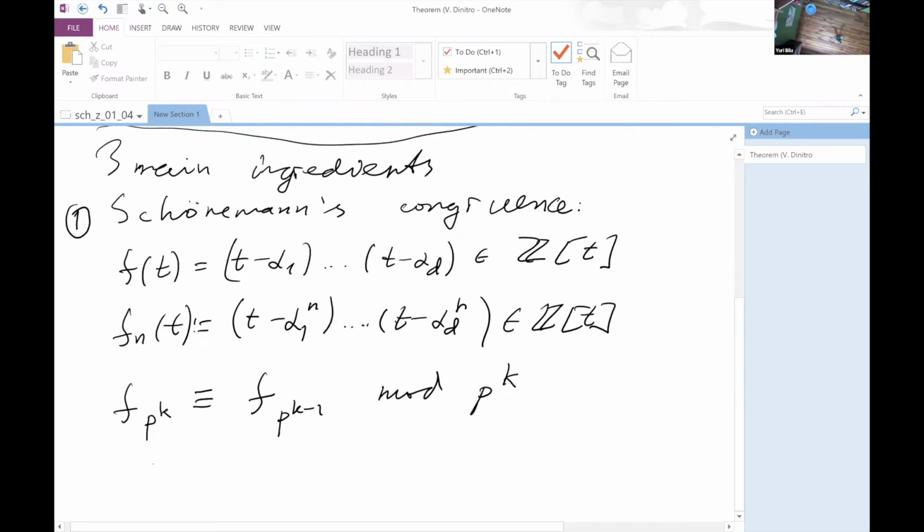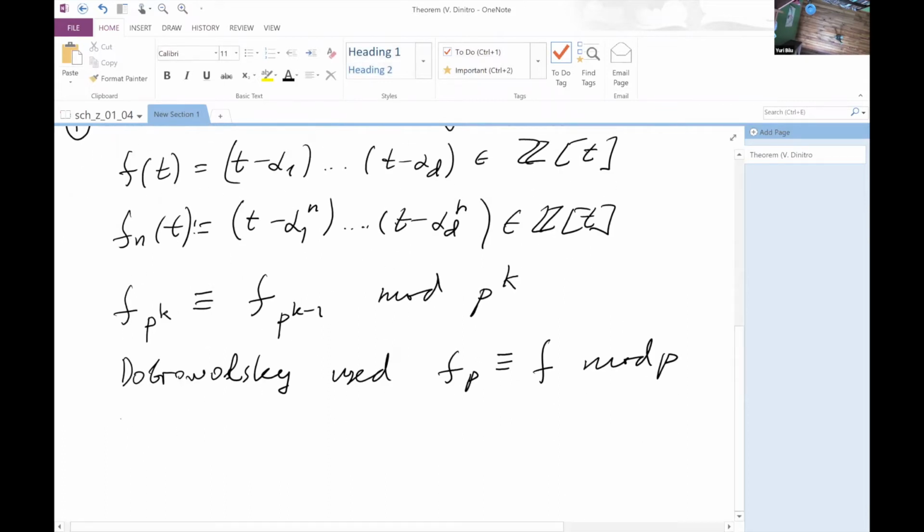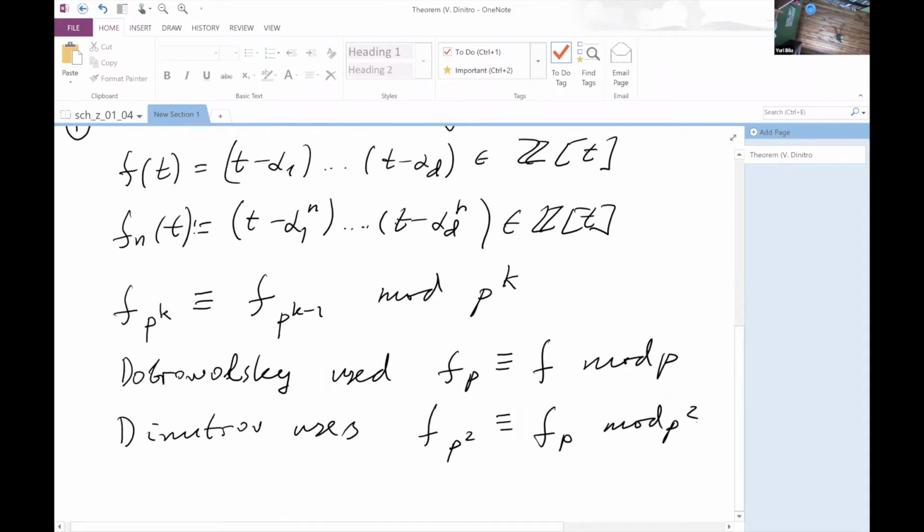In Dobrovolsky's argument, Dobrovolsky used this for k equal to 1. And Dimitrov uses it for k equal to something larger. So this is the first ingredient.